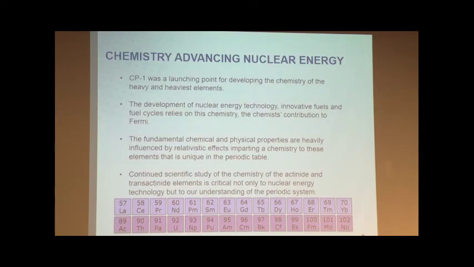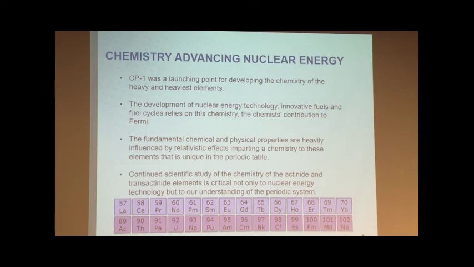So I'll summarize here by saying that Chicago Pile 1 was a launching point for developing the chemistry of the heavy and heaviest elements. And so the development of nuclear energy technology, and with it innovative fuels and fuel cycles, relies on this chemistry. And so Enrico Fermi gave us the nuclear reactor and gave us these elements. And so we're providing back to him as chemists the chemistry to actually develop this technology for energy and electricity generation through separations, material science, so on and so forth.